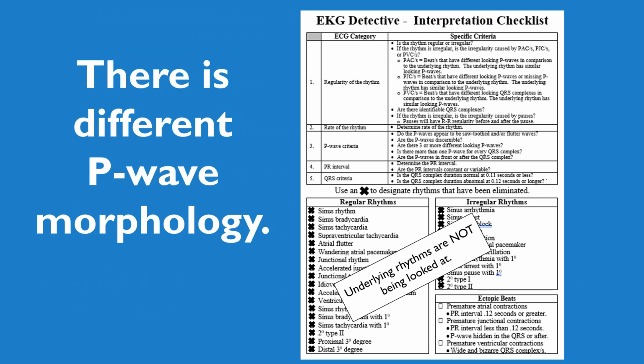Going to our checklist, since the ectopic beat does not have a different looking QRS complex that is wide and bizarre, we will be able to eliminate premature ventricular contractions, because those have wide and bizarre QRS complexes.